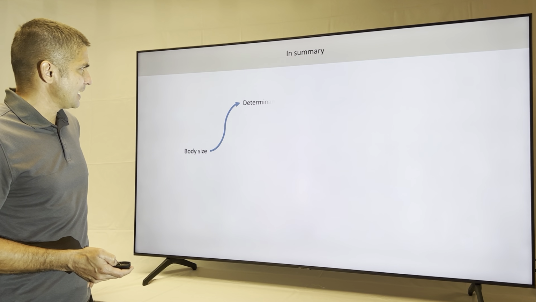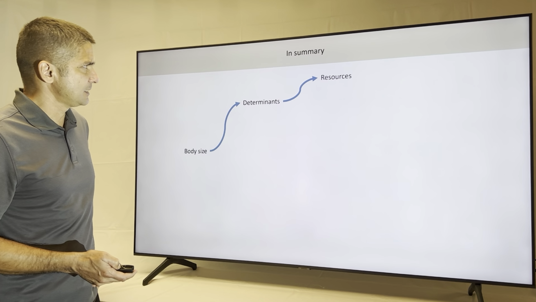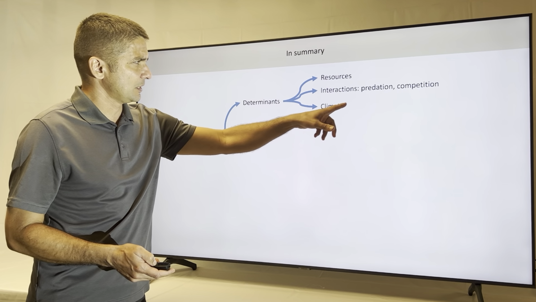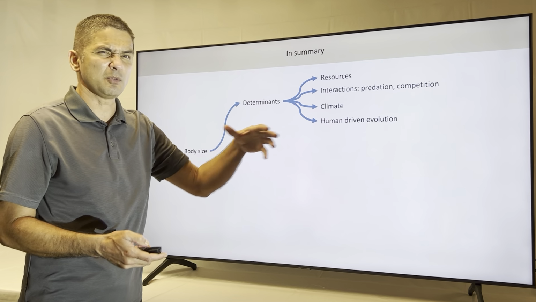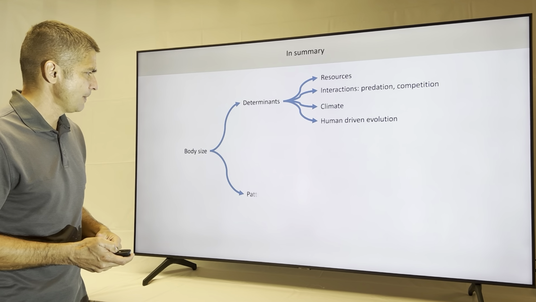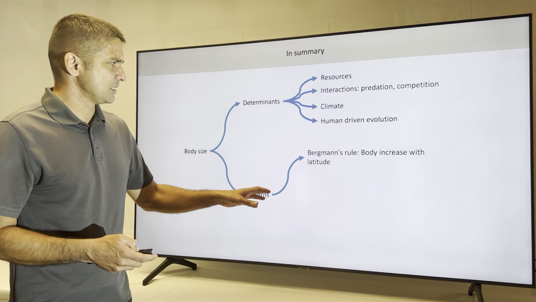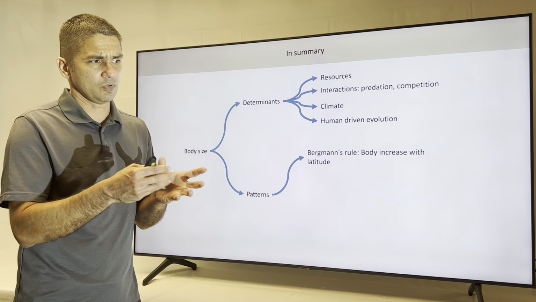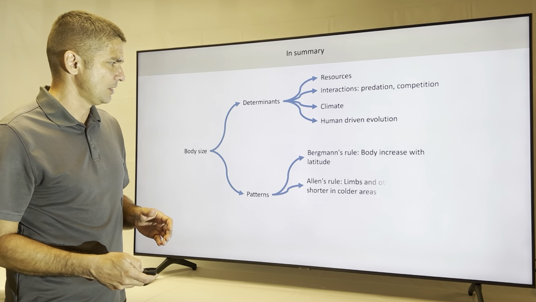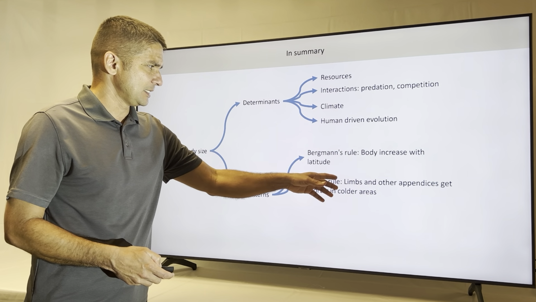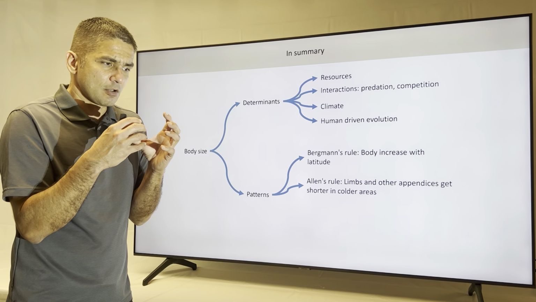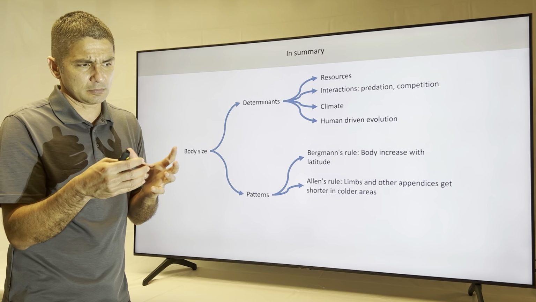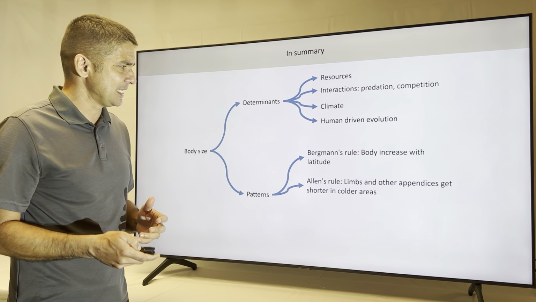Let's summarize the entire class. So we found that body size is determined by the resources, ecological interactions like predation and competition, climate, and human-driven evolution like hunting and fishing. And as for the patterns, we found Bergmann's rule, which is again the increasing body size with latitude, at times also the increasing body size with decreases in temperature. Allen's rule, which is basically that the limbs or other appendages of many species tend to become smaller and more compacted, most likely as a way to protect the heat that they had.